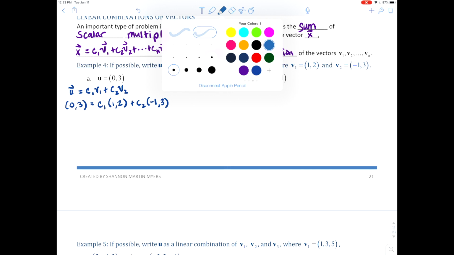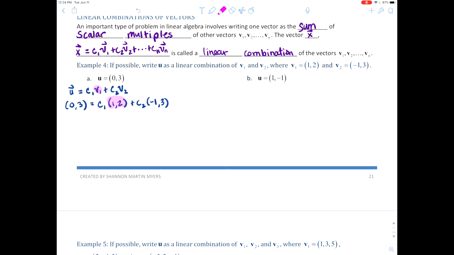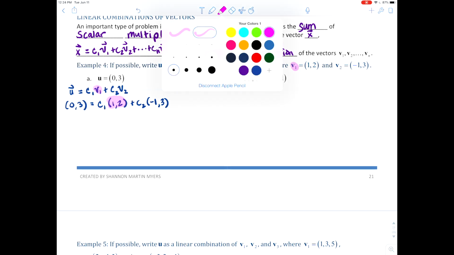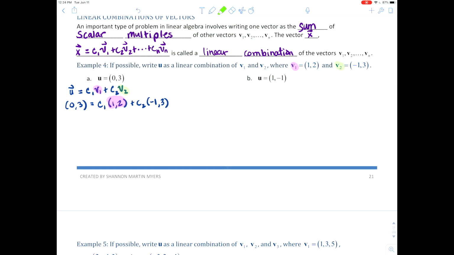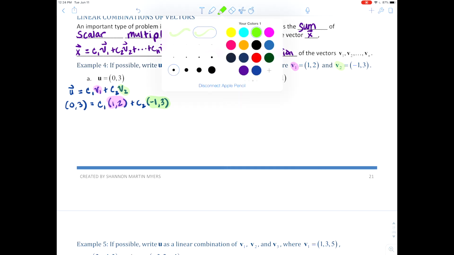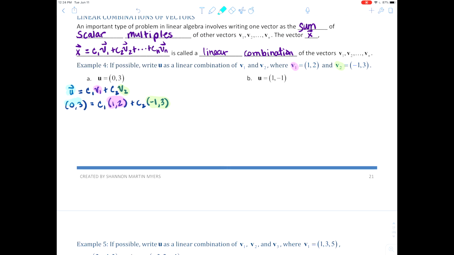So I just put in what I used last time. Vector v1 is the vector 1, 2, and vector v2 is the vector negative 1, 3. And this time our vector u is the vector that terminates at 0, 3. So 0, 3 is equal to, can't I rewrite this as c1 times 1, comma, c1 times 2, plus c2 times negative 1, comma, c2 times 3.